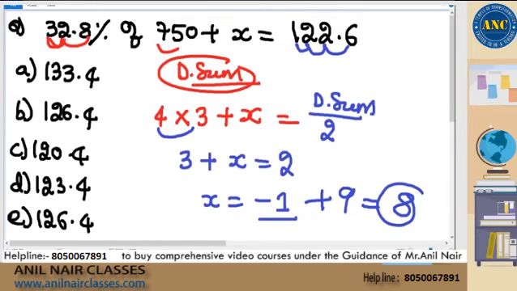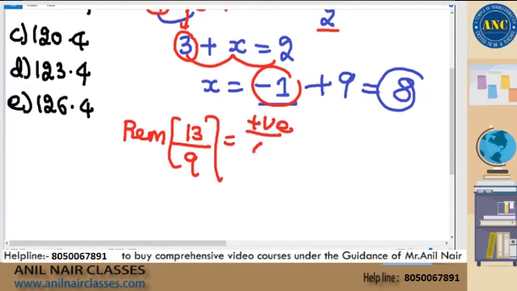3 plus 2, 5. 5 plus 8, 13. 1 plus 3, 4. Digital sum is 4. 750 is 7 plus 5, 12. 1 plus 2, 3. Plus x equivalent 2. Right? 6 plus 2, 8. 8 plus 2, 10. 10 plus 1, 11. 11 digital sum is 2. 4 threes are 12. 1 plus 2, 3. 3 plus x is 2. x will be minus 1.